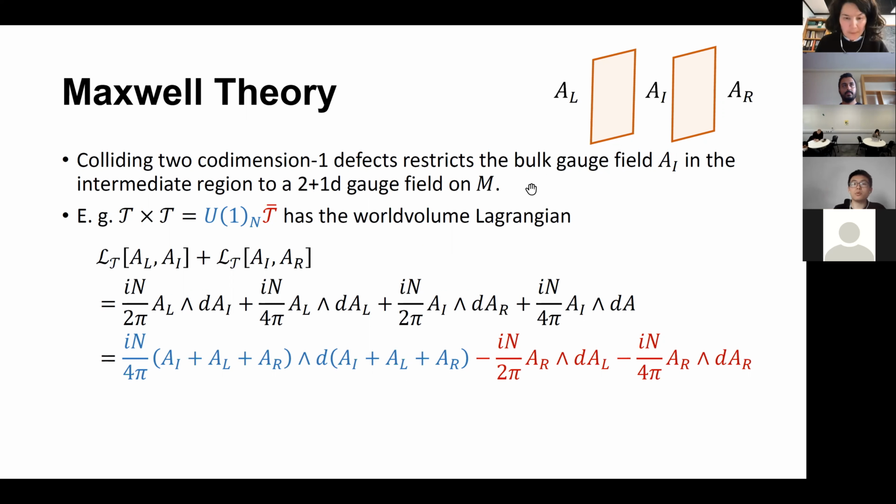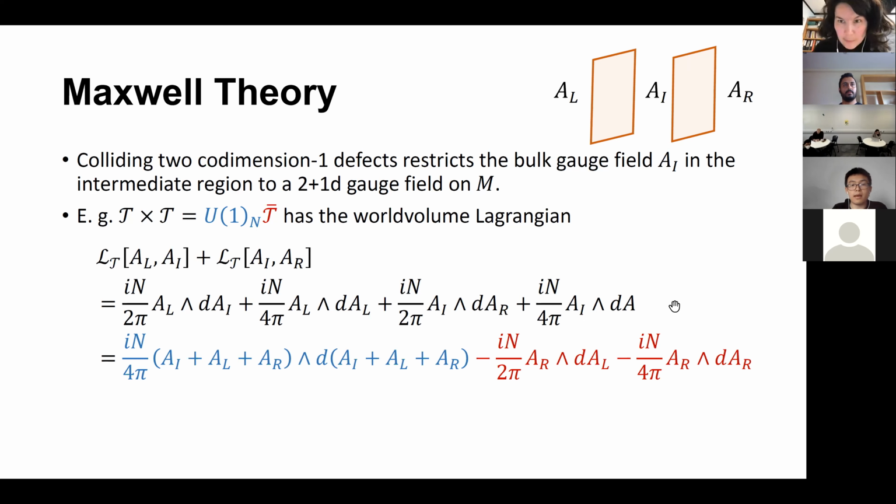As a result, this will reduce or restrict the bulk gauge field AI to a 2+1d U1 gauge field that only lives on the domain wall. For example, we can use it to derive the fusion rules involving T and T. When we fuse T and T, the world volume Lagrangian is given by 2 terms. One of them is the Lagrangian of T, which depends on A left and AI, and the other is the Lagrangian also of T, which depends on AI and AR.